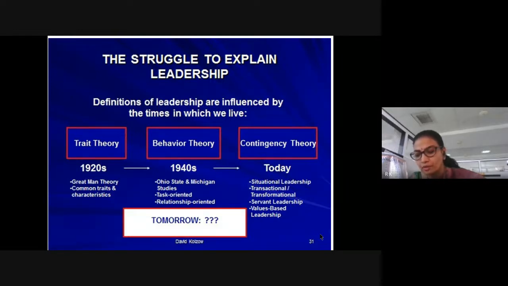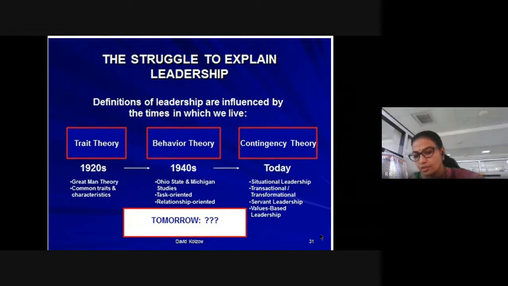Then we moved on after research to behavioral theories in the 1940s, the Ohio State and Michigan studies, which focus on people-oriented and task-oriented leaders. So where does the Infosys CEO come under? We have a lot of apprehensions on which is the best style that would work for today's organizations. The theory that would work out is the contingency theory, that is, situational leadership.